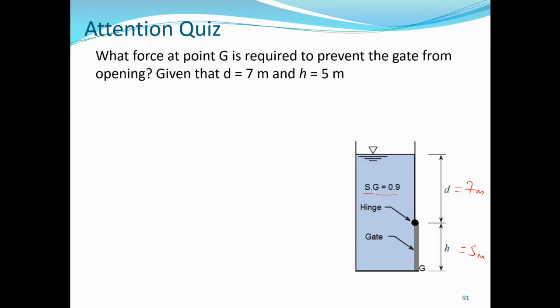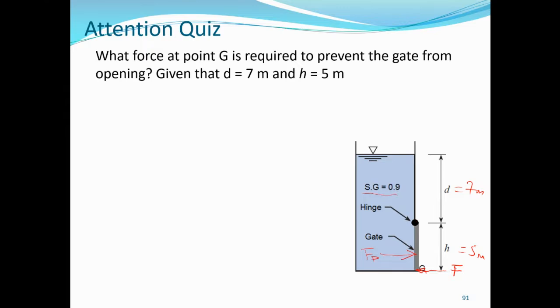So what force at point G is required to prevent the gate from opening? As it is here, water will push. The hydrostatic pressure force will be acting somewhere here at the center of pressure, so it will try to create a moment about the hinge to open the gate. So what normal force do you need to balance it? What force do you need to apply to prevent it?